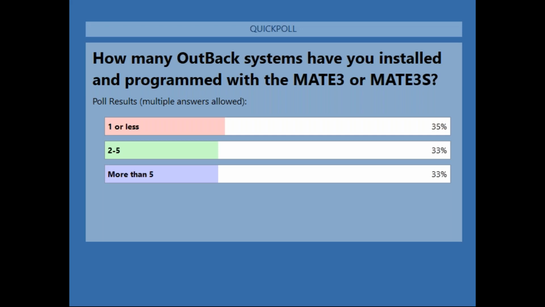So for all the one or less people out there, or really 5 or less, feel free to ask any questions. I know there's a lot here that can be confusing, and the mate for sure is sometimes hard to navigate, but we do have a lot of resources, and I'll be showing those to you for better and easier navigation of the mate. And for all of those who have installed more than 5 OutBack systems, that's great.